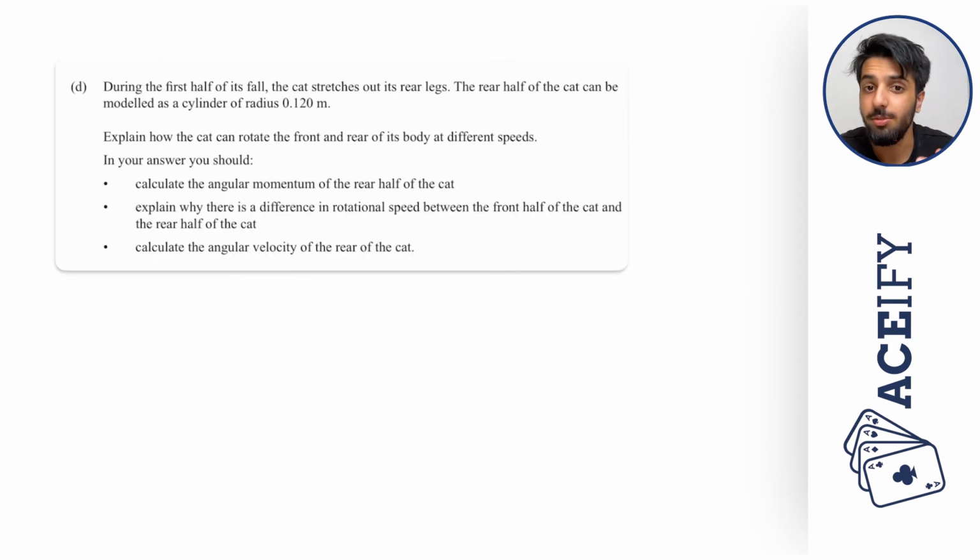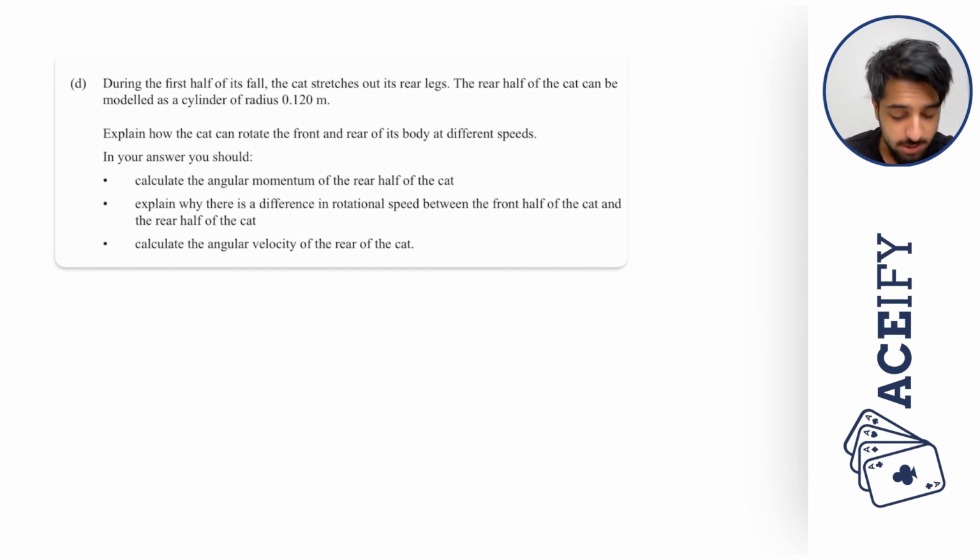During the first half of its fall, the cat stretches out its rear legs. The rear half of the cat can be modeled as a cylinder of radius 0.12 meters. Explain how the cat can rotate the front and rear of its body at different speeds. In your answer, you should calculate the angular momentum of the rear half of the cat, explain why there is a difference in rotational speed between the front and rear halves of the cat, and calculate the angular velocity of the rear half of the cat.